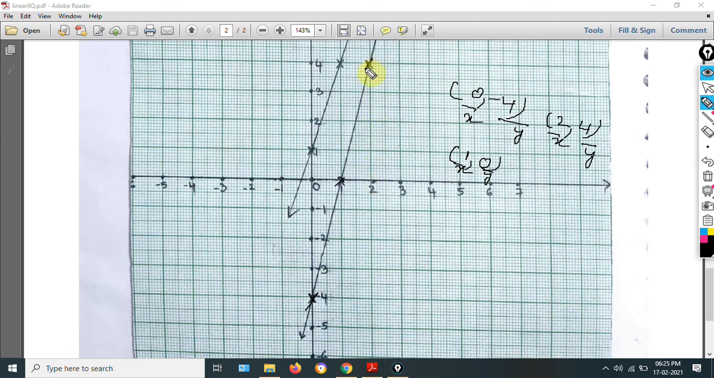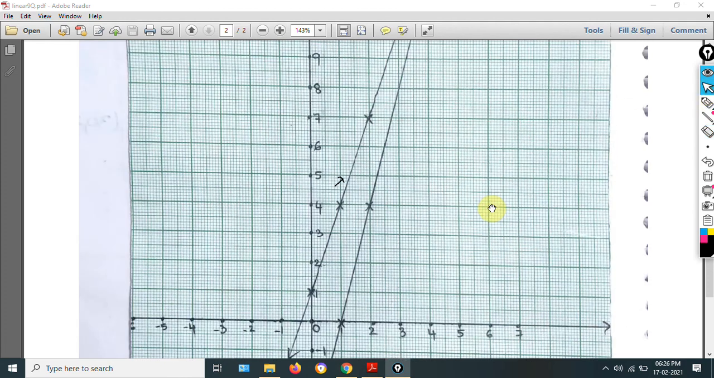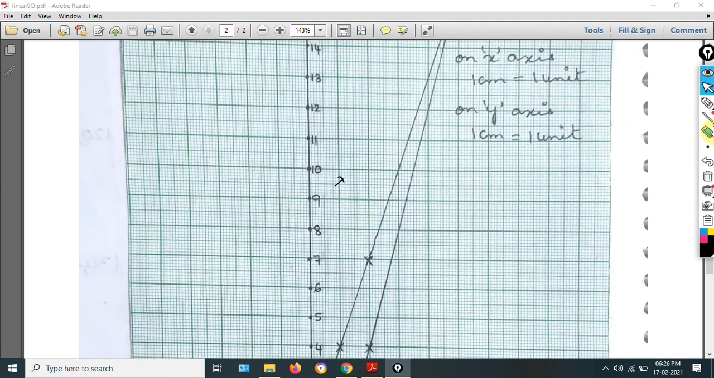Now we should take the scale and join all these points by using the scale. Straightly you should join them. After joining, we should see where these two lines are intersecting. Where the first line and the second line intersect, that is the answer. By using the scale, we have to extend the lines. We should extend them and see where they are intersecting.